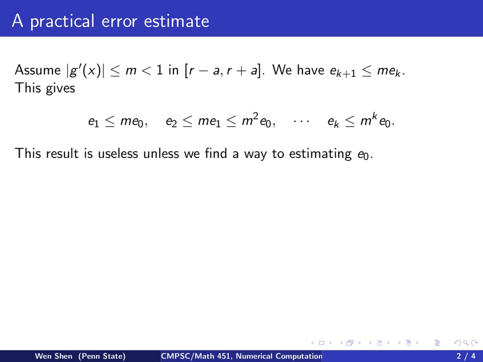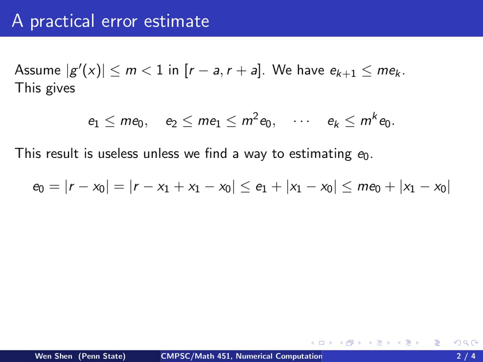But we would say that the result is still useless unless we find a way to estimate e0, because everything depends on e0. So let's see how we can do that. e0 is the error at your initial guess x0, so it's r minus x0 in absolute value. Now we play a little trick. It's a very standard trick. We add a value 0 in here, and the 0 is written as negative x1 plus x1.